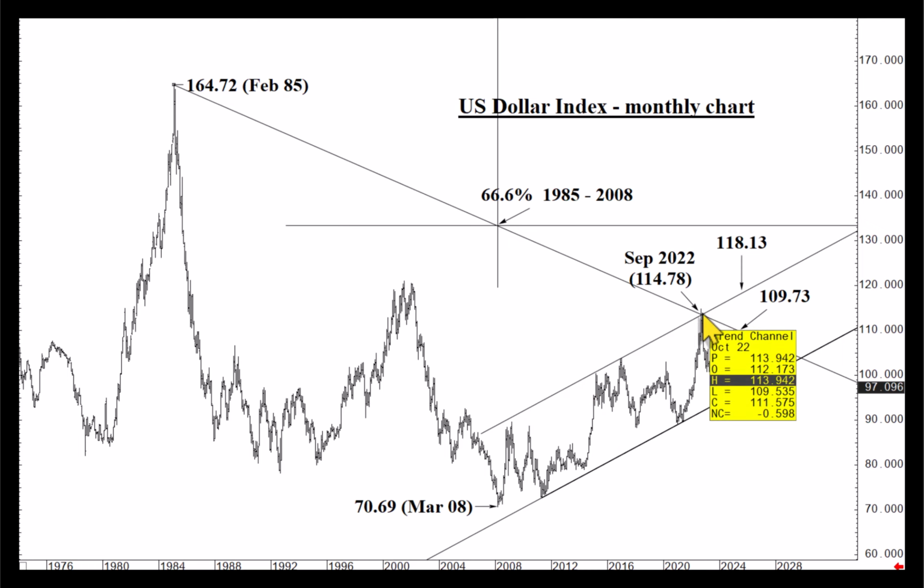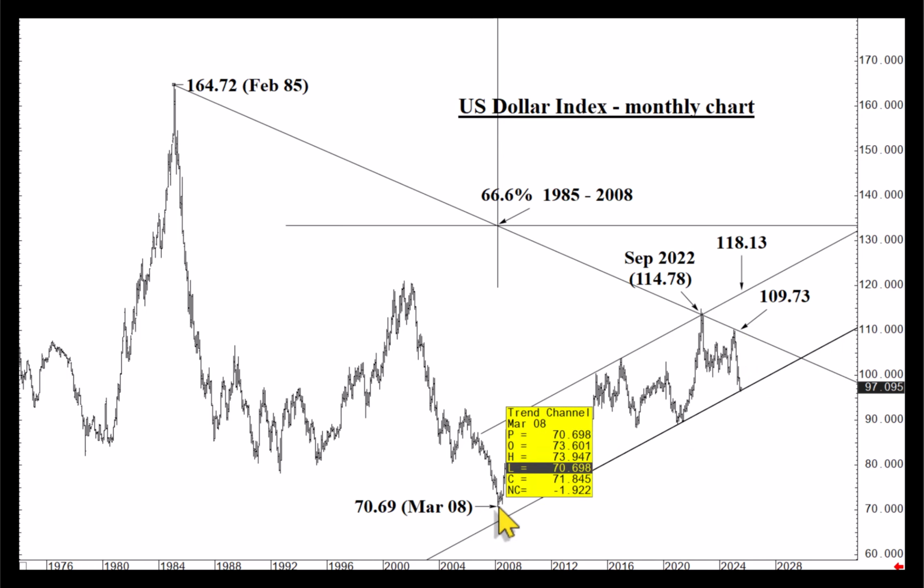This was the sale of the year, sale of the decade, maybe. The descending two-thirds speed line is now at 109.73. This is still a relevant line study. It will remain valid and in effect as long as we do not retest the 70.69 March 08 low. So it will be a significant upward pivot point into 26-27 if we were to close above it.